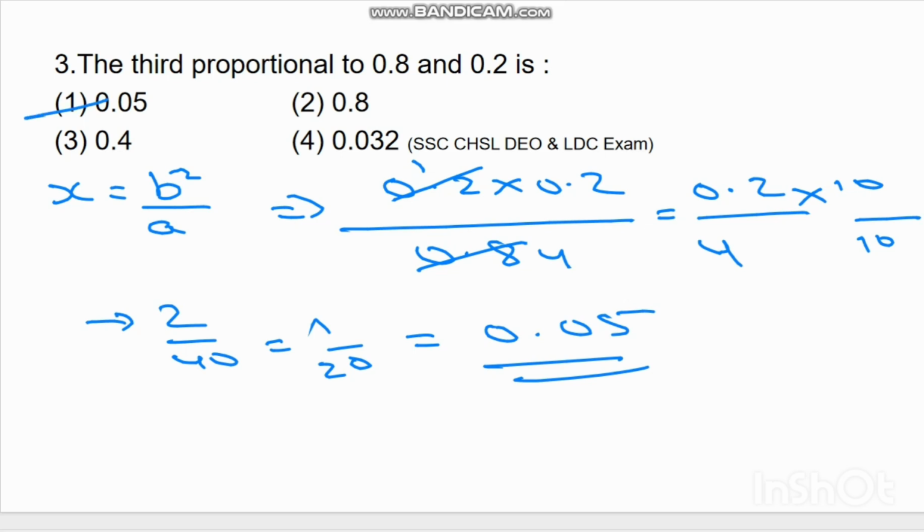Guys, if we don't know cancellation in decimals, then we need to multiply with 10, hundreds, thousands according to the question.